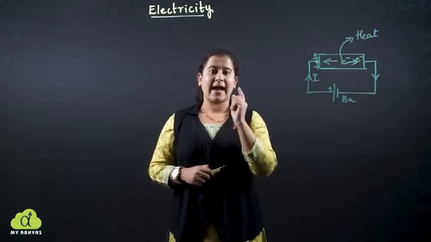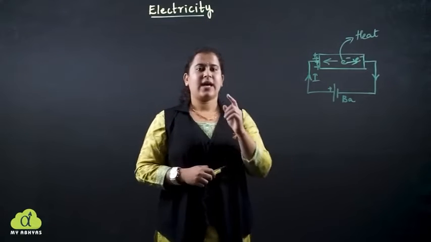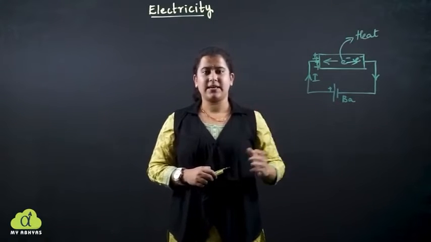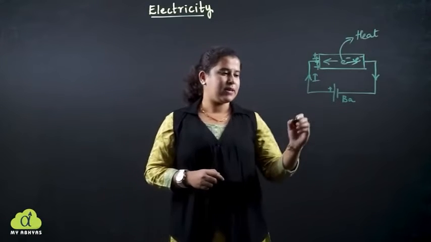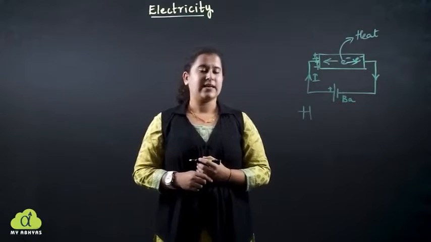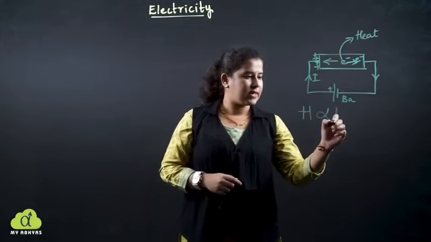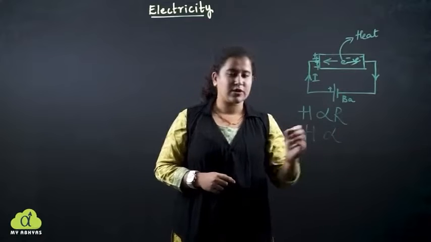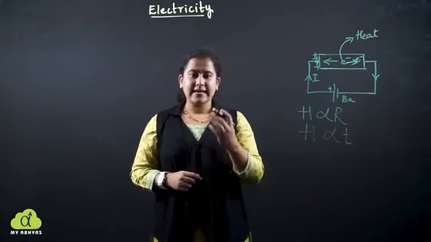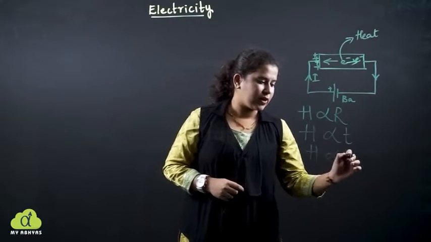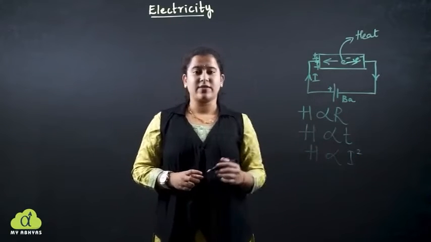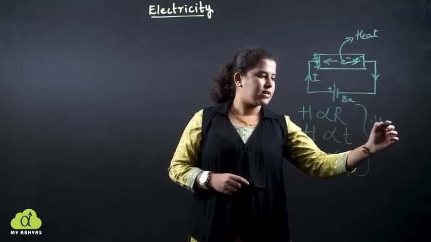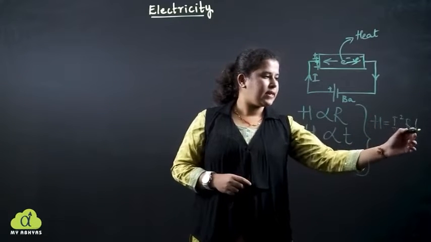Also, in the last session I explained what the heating effect depends on. So on what is it dependent? The heat is directly proportional to the resistance of the conductor, and also directly proportional to the time, and also directly proportional to the square of the current. Including these three, I get the equation H = I²RT.